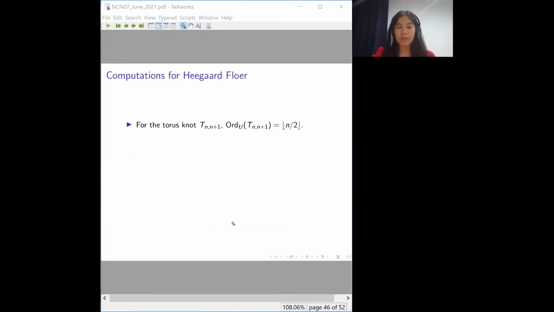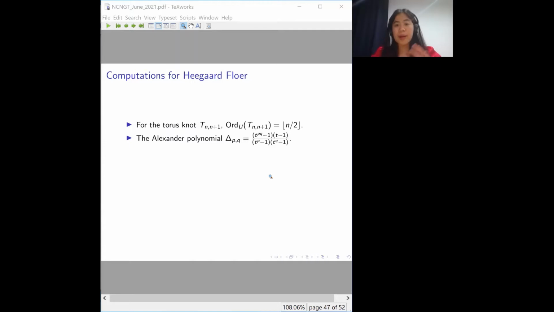The torus knots we considered were T(N, N+1) torus knots, and in this case, the torsion order of T(N, N+1) is the floor of N over 2. You can see this by considering the Alexander polynomial, because torus knots are L-space knots, so the Alexander polynomial determines the knot Floer complex. You can probably also compute T(N, N+2) and T(N, N+3) this way as well, but we are focusing on T(N, N+1).